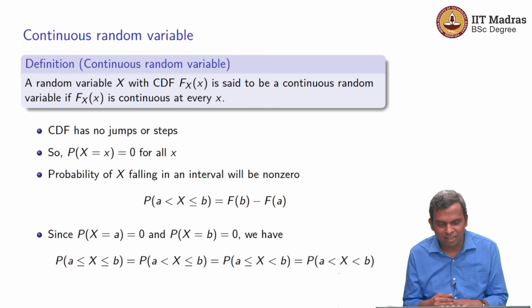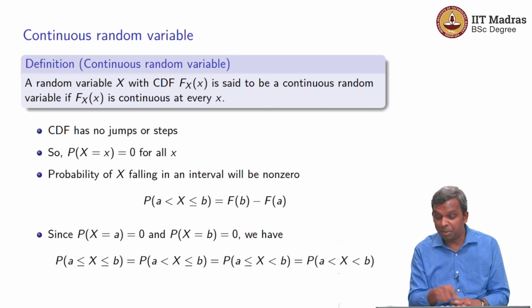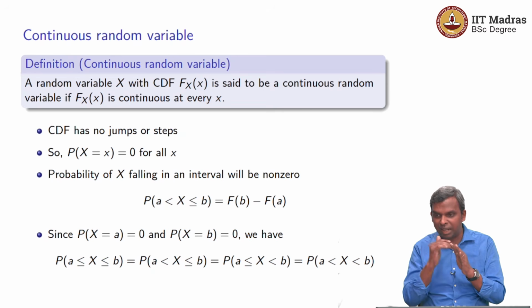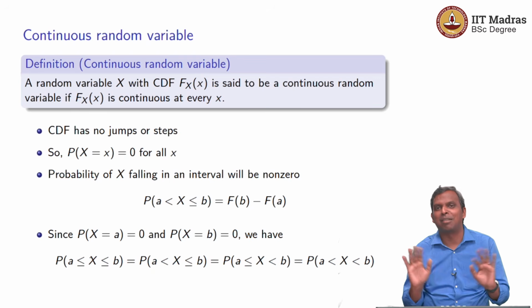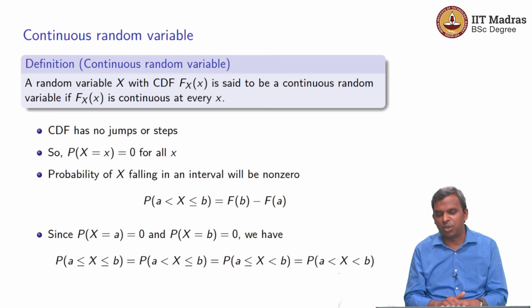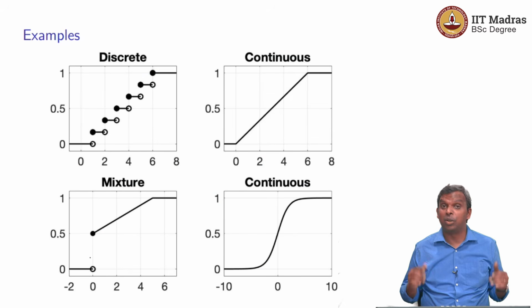So this is one slide which defines continuous random variables. But remember the last point. When you're dealing with continuous random variables, or a range where the random variable is continuous, you don't have to worry about less than or equal to, less than. All of them have the same probability. But if there are jumps, then you have to worry about this less than or equal to. Okay. All right. So let's now look at a few examples.